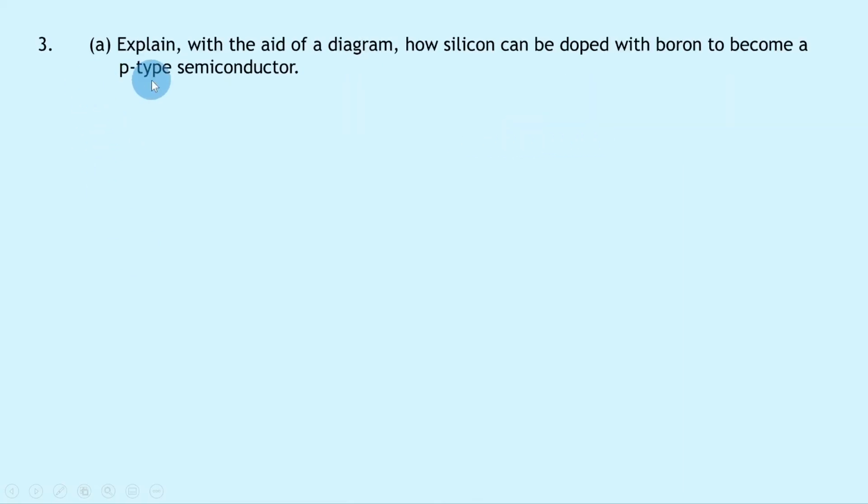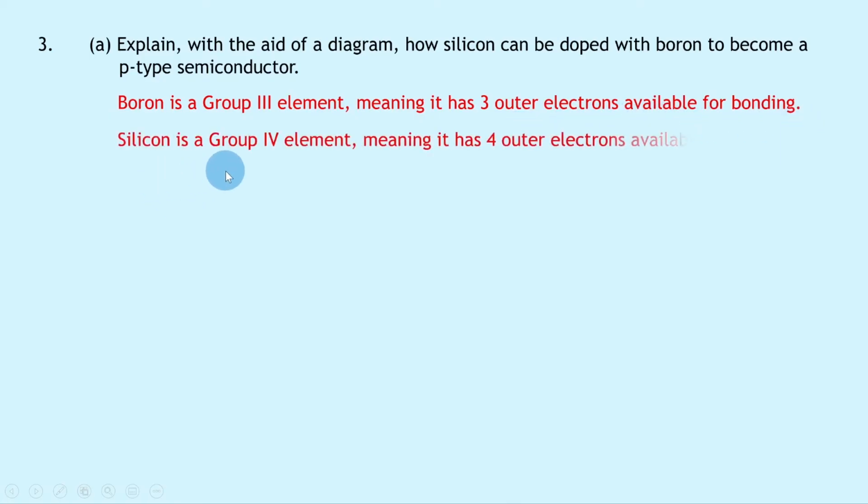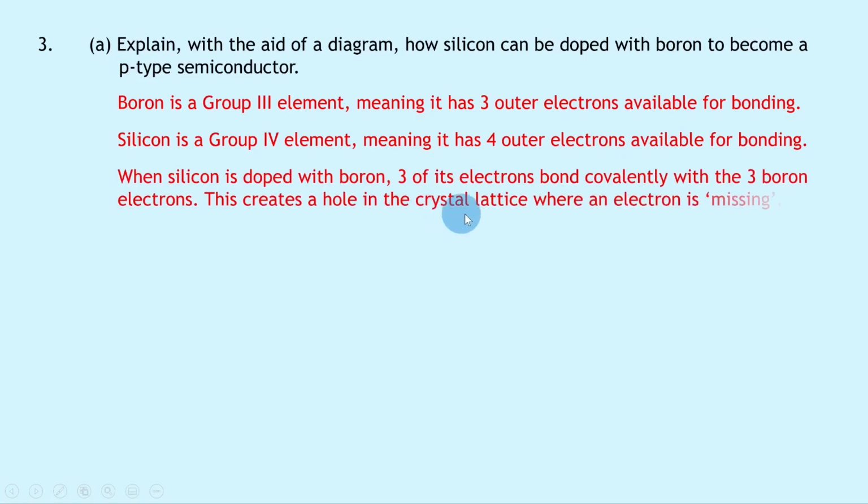Lastly, question 3a says to explain with the aid of a diagram how silicon can be doped with boron to become a P-type semiconductor. So this time we're looking at P-type doping. And firstly, we can say that boron is a group 3 element, meaning it has 3 outer electrons available for bonding. And just like in question 2, silicon is a group 4 element, meaning it has 4 outer electrons available for bonding. So this means that when silicon is doped with boron, 3 of its electrons bond covalently with the 3 boron electrons. This creates a hole in the crystal lattice where an electron is missing.